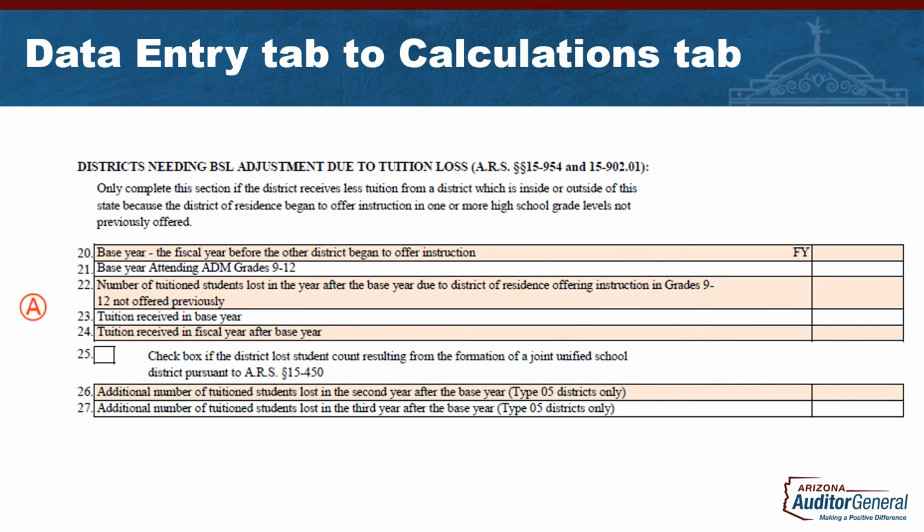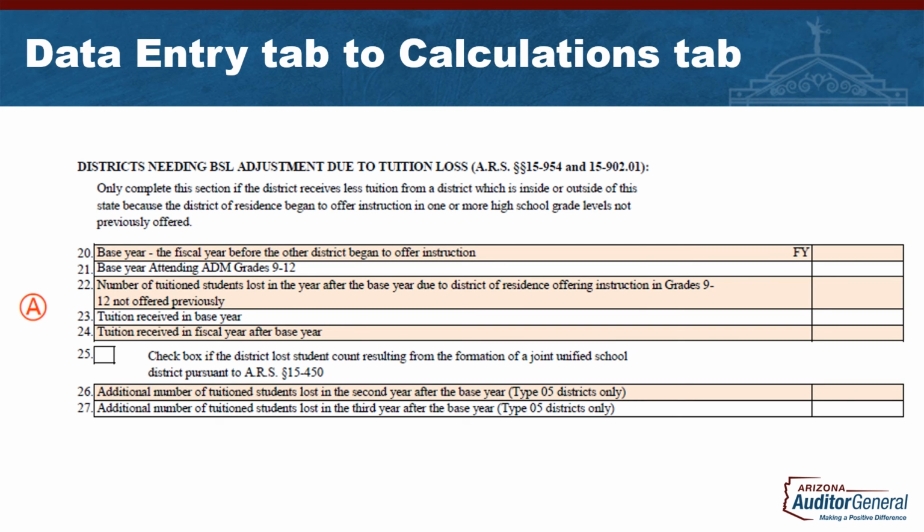The next section of the Data Entry tab is for districts that lose tuition revenue due to a different district beginning to offer instruction in one or more high school grades not previously offered. They would complete the information in this section to calculate the adjustment for tuition loss. There are related calculations on the Calculations tab. However, this is a very rarely needed section of the budget worksheets, so we'll skip looking at the Calculations tab for this one.